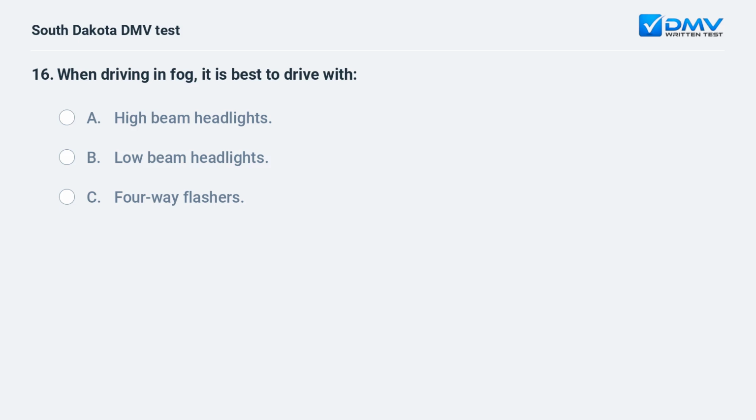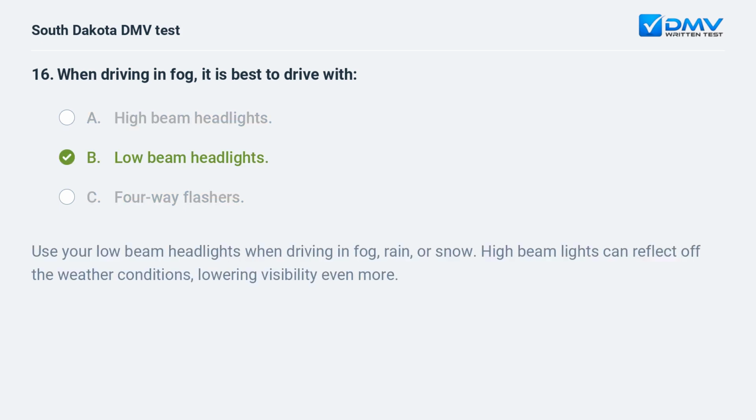When driving in fog, it is best to drive with A. High beam headlights. B. Low beam headlights. C. Four-way flashers. B. Low beam headlights. Use your low beam headlights when driving in fog, rain, or snow. High beam lights can reflect off the weather conditions, lowering visibility even more.